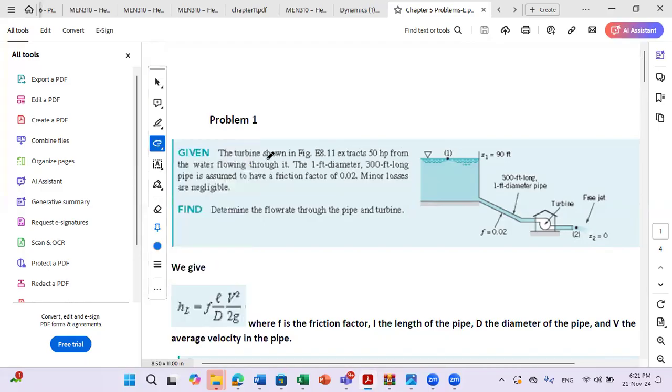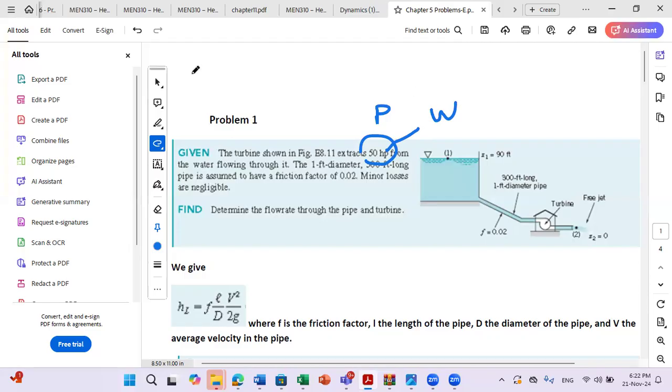The following figure shows a turbine that can extract 50 horsepower from the water flowing through it. So this is the power, and don't worry about units. I will give you in the exam all conversion needed. Okay, so horsepower is a unit for power. So in SI units, the unit for power is just watt. So if you want to calculate power extracted, power can be related to the head and turbine.